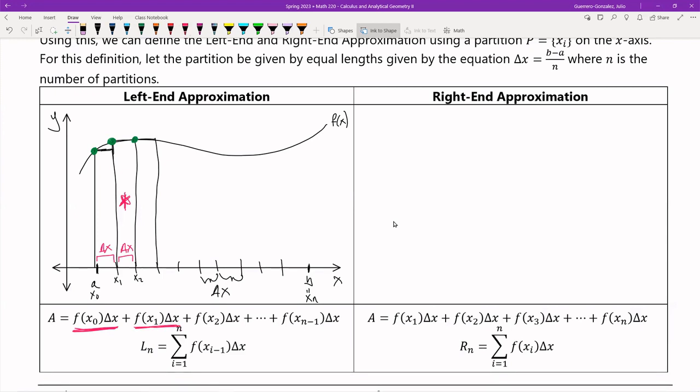We move on to the next one. It has the same width, delta x, and it's based off of x2 for its height. So the area is going to be delta x times f of x2. That's going to be the area for the next rectangle over. And we do that over and over again, all the way till we get to the very last one. So we have an x of n minus 1. Our rectangle is going to be this one right here, all the way up to x of n minus 1. So notice that the area for this one is this one.